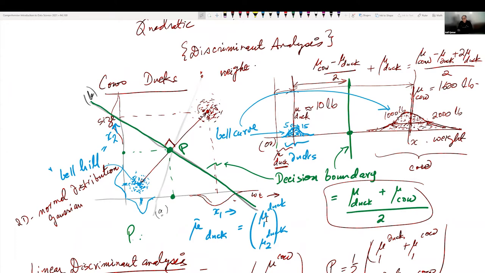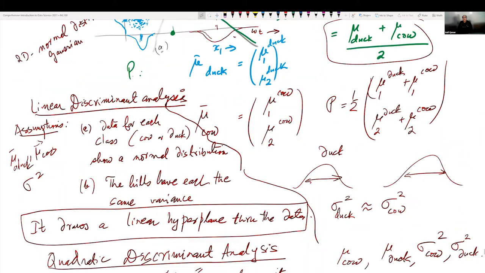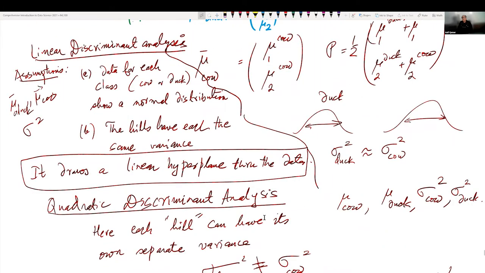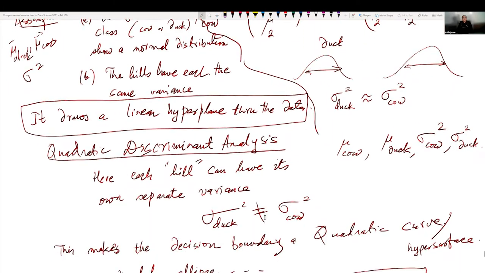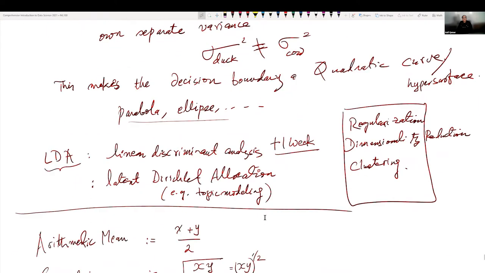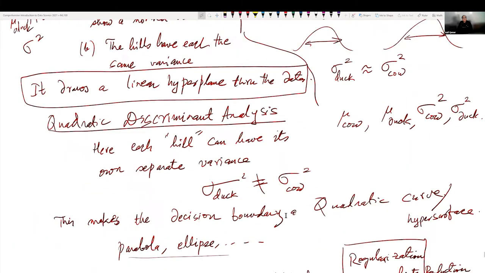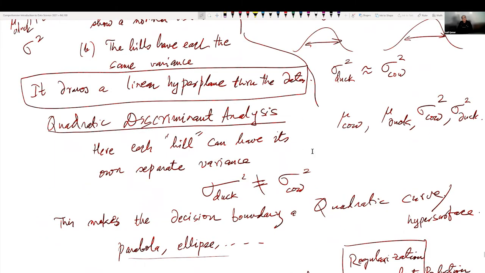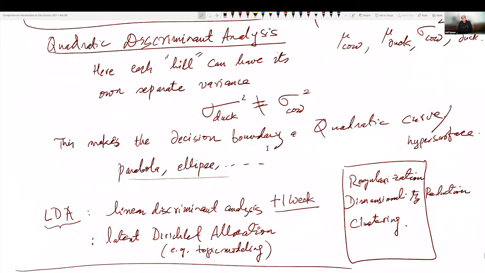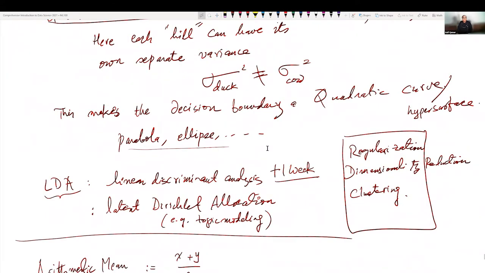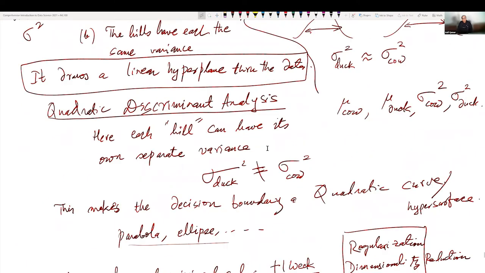But in quadratic discriminant analysis, you say, well, even the shapes look different. They are normal distributions, but they are spread out differently, which is acknowledging the reality, especially for cows and ducks. And when you do so, you end up with something called quadratic discriminant analysis. Its characteristic feature is that the decision boundary will be a quadratic shape. Examples of quadratic shapes are parabola, ellipse, and so on. And we saw that in the lab. So that is LDA and QDA.